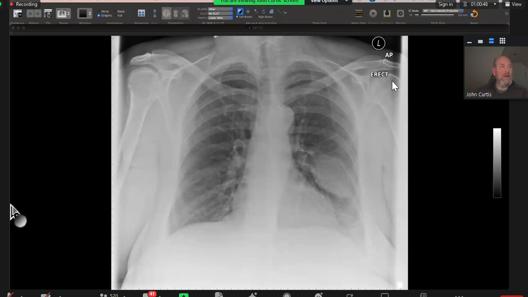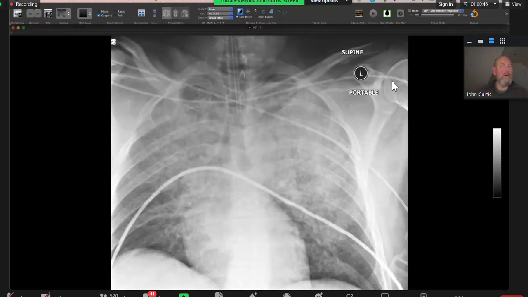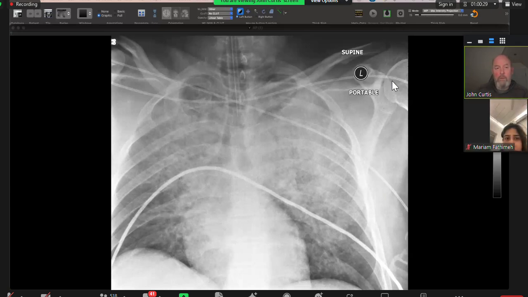Okay, let's move on to a different case. Have a look at this one. 25-year-old male without any history of cardiac disease presents. Sorry, we've just hit the 20-minute mark. Okay, go on. We'll carry on.